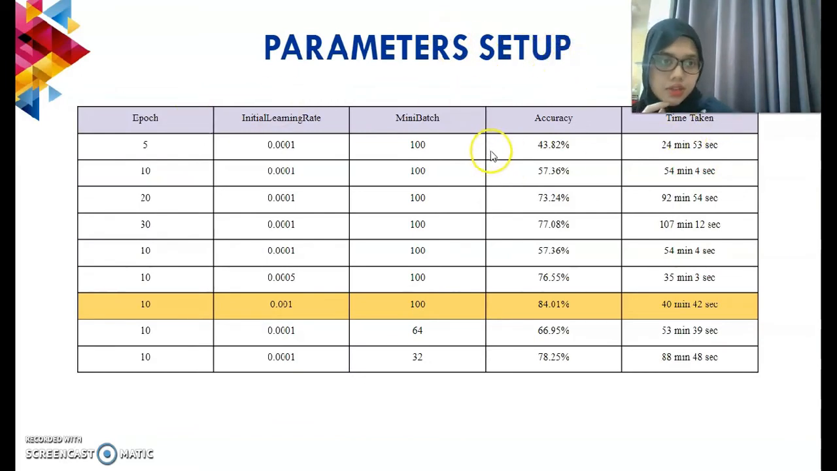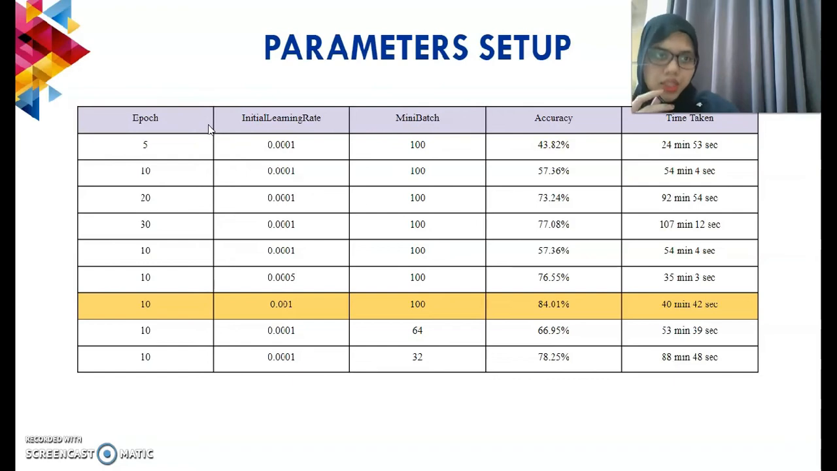So before I can start training the system, I have to specify these parameters and test which combinations of parameters can give me the best accuracy in a short amount of time. The parameters that I set are epoch, initial learning rate, and mini batch. From all of these tests, I've opted to use 10 epochs, initial learning rate set to 0.001, and mini batch set to 100.